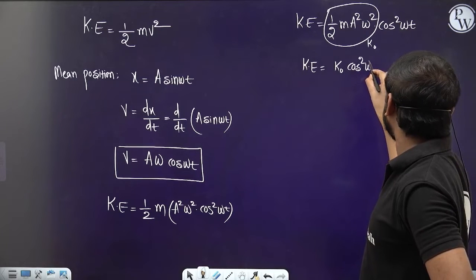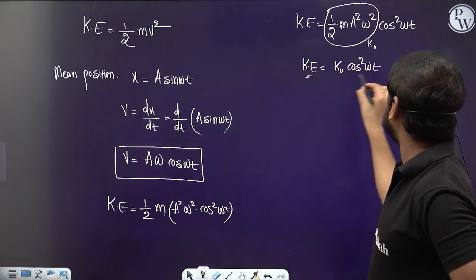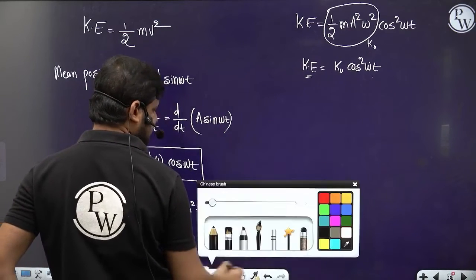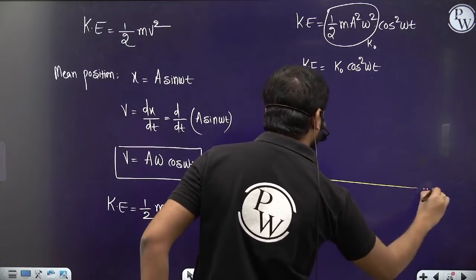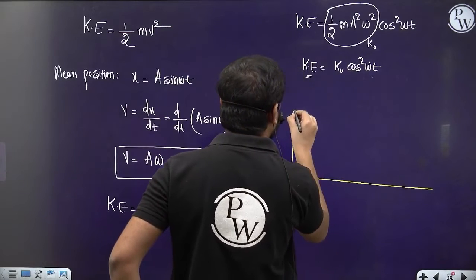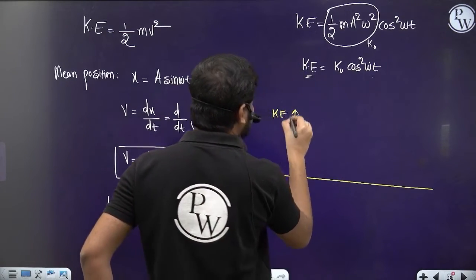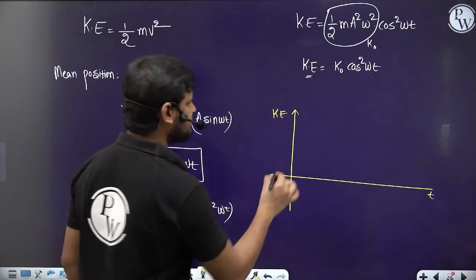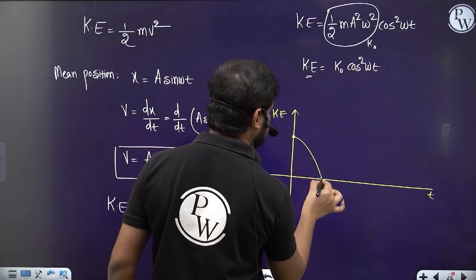My intention is to draw the kinetic energy versus time curve. That's why I'm taking this equation. So here, if you take the kinetic energy versus time, the cos curve starts from where? The right extreme.